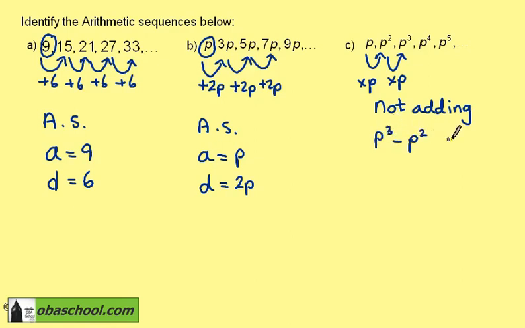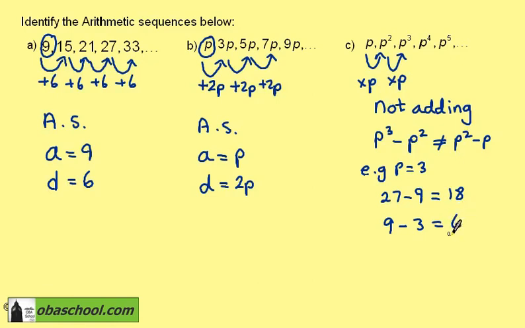Consider the difference between the third term and the second term. This is not, for every value of p, going to be equal to the second take away the first. For example, if we took p equals 3, the left-hand side would be 27 take away 9, which is 18, and the right-hand side 9 take away 3, which is 6.